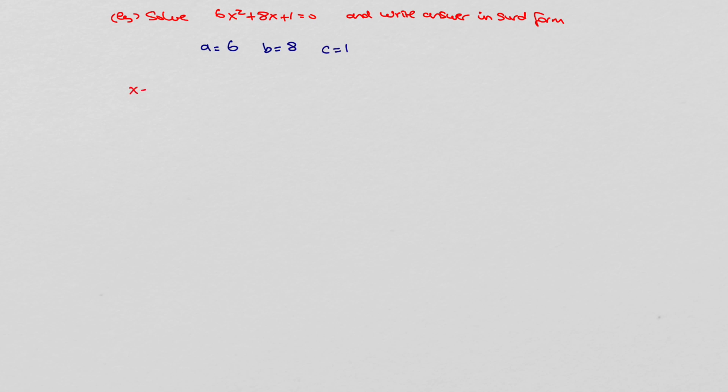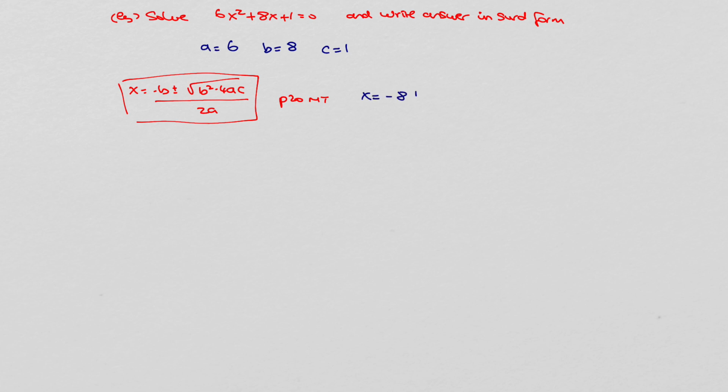So if we write out our formula, we have minus b plus or minus the square root of b squared minus 4ac all over 2a. And again, always writing out your formula before doing your substitution. So we have x is equal to minus b plus or minus the square root of brackets b squared minus 4 times a times c all over 2 times a. So that gives us x is equal to minus 8 plus or minus the square root of 40 all over 12. So we have to simplify our surd here.